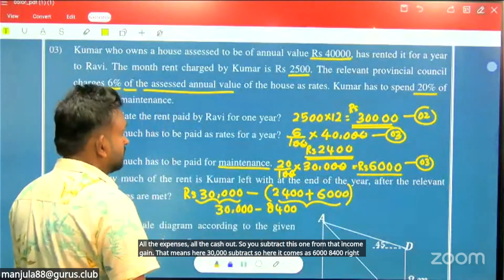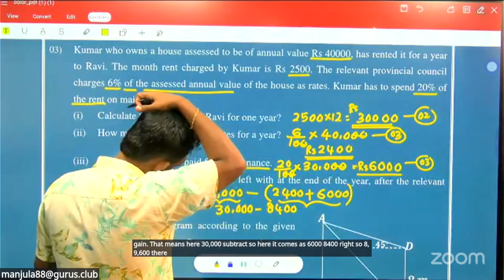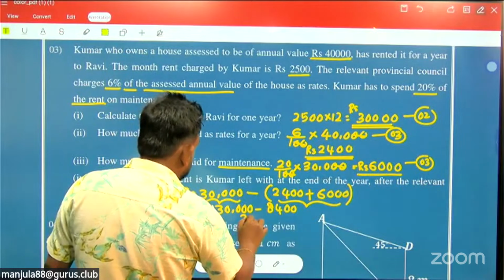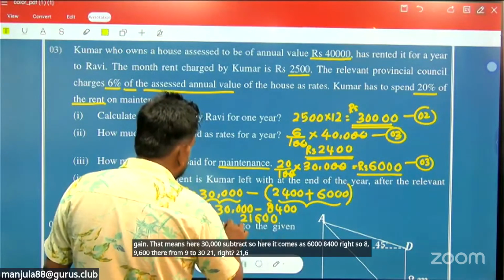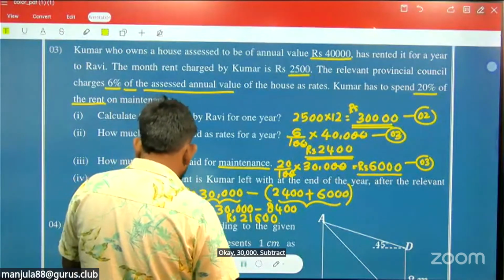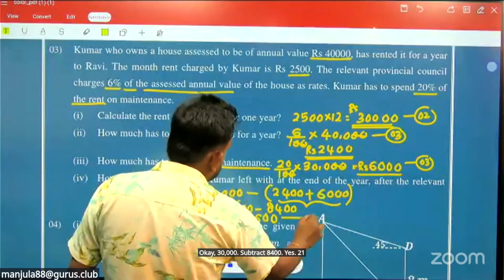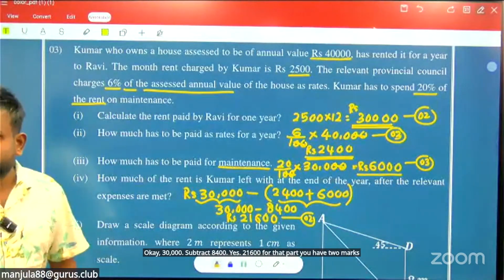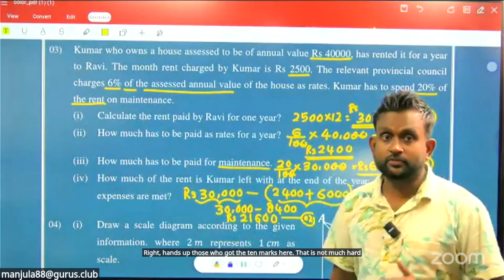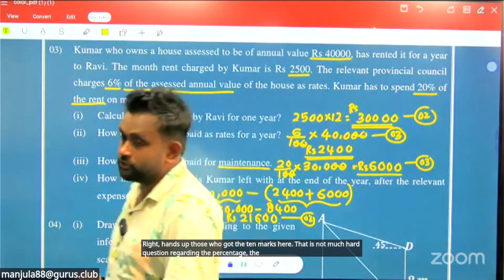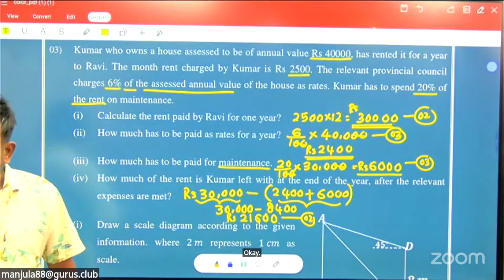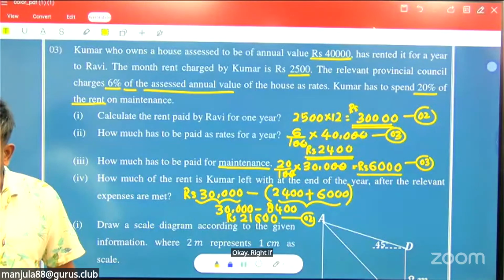So 30,000 subtract 8,400, 21,600 rupees is the balance. Yes, 21,600. For that part, you have 2 marks there. Right, hands up those who got the 10 marks here. That is not a very hard question regarding percentage, the rate application questions. If any doubt, you are free to ask.